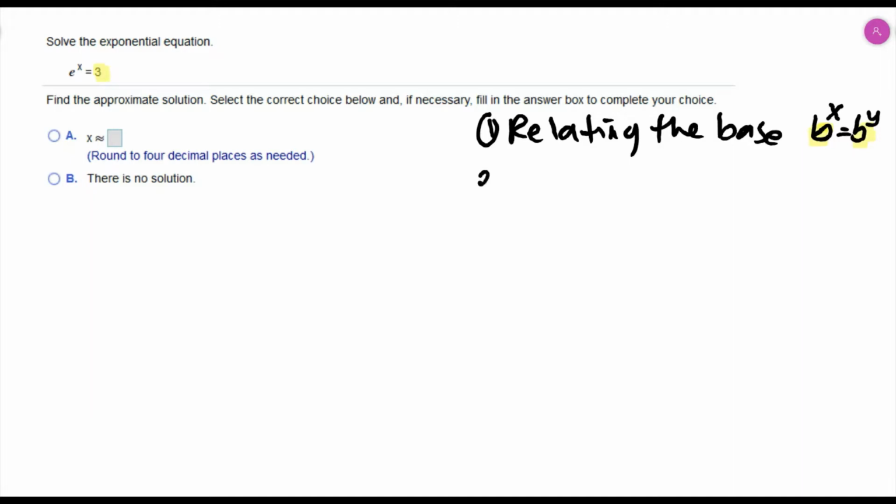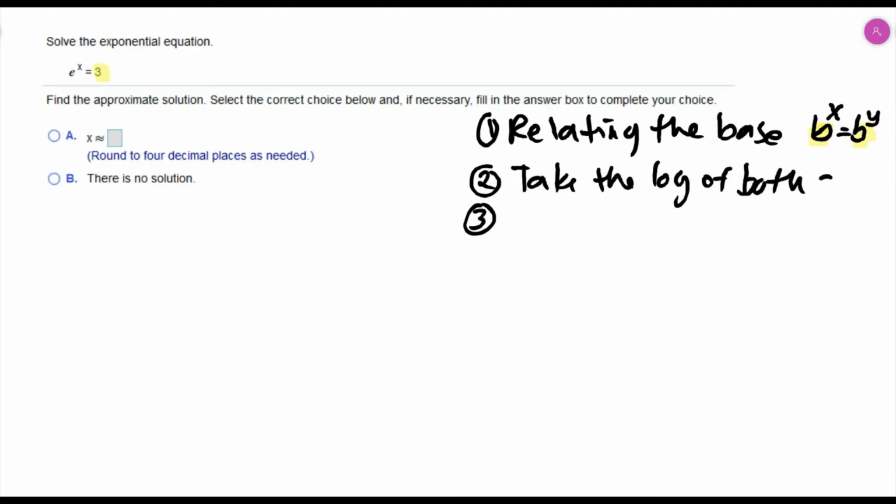Then there are 2 other methods that I use typically, and that is to take the log of both sides or to convert to a log. And either one of those methods will work on this example. So I'll show you both. So for method 2, which is to take the log of both sides, you would start off with e to the x equals 3.